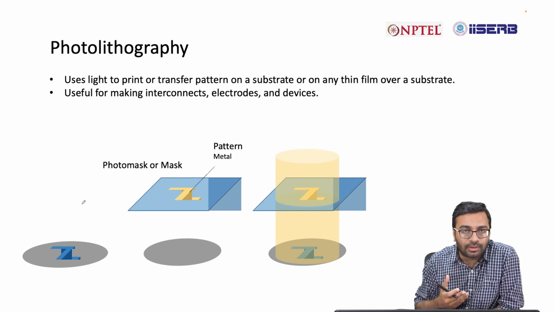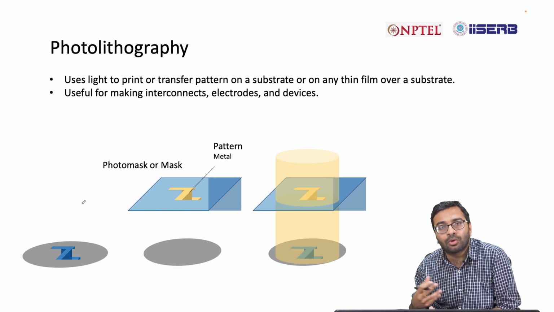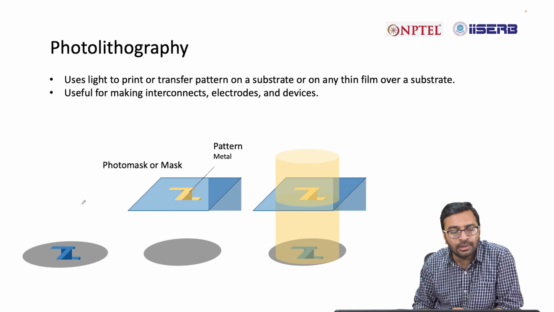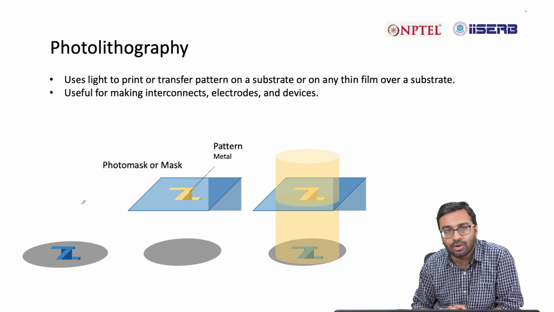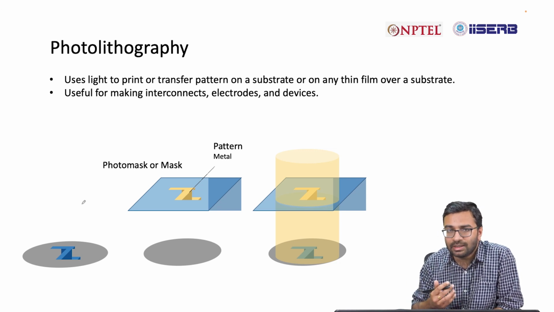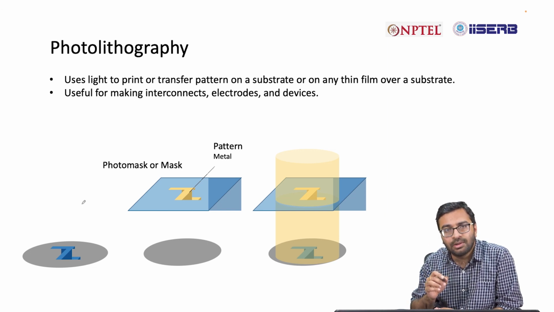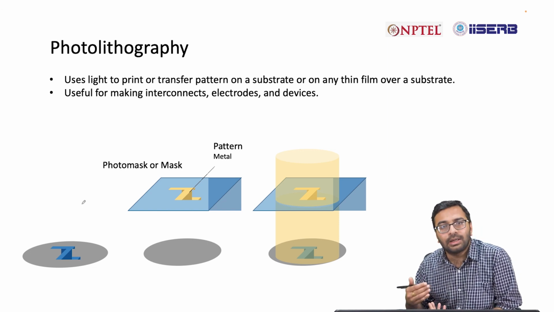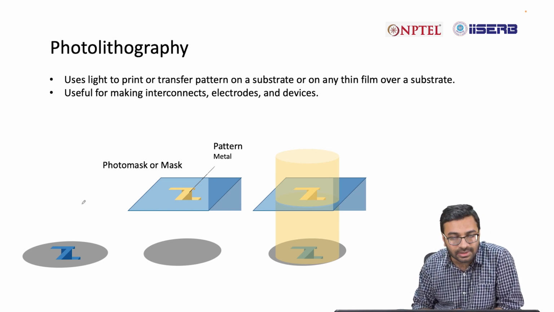So, it is like UV lithography only. Ultraviolet light is a kind of optical signal, you can call it photolithography as well. So, in photolithography we use light to print or transfer a pattern on a substrate or on any thin film over a substrate. This is what photolithography is all about. It can be UV, ultraviolet light, it can be laser as well. This is what we use as a source of photons. Then this is useful for making interconnects, electrodes and devices.